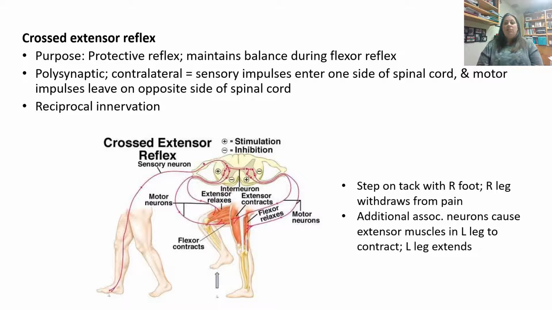So here's how it works. You step on the tack with your right foot. Your right leg withdraws from the pain. That's the flexor reflex. But additional association neurons cause your extensor muscles in your left leg to contract so that your left leg stays extended, so that you stay upright against gravity.